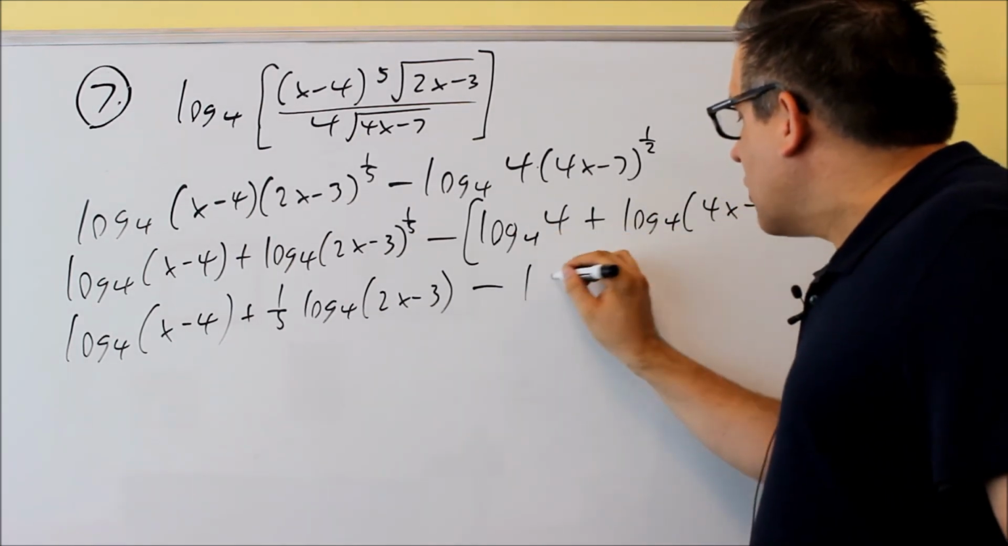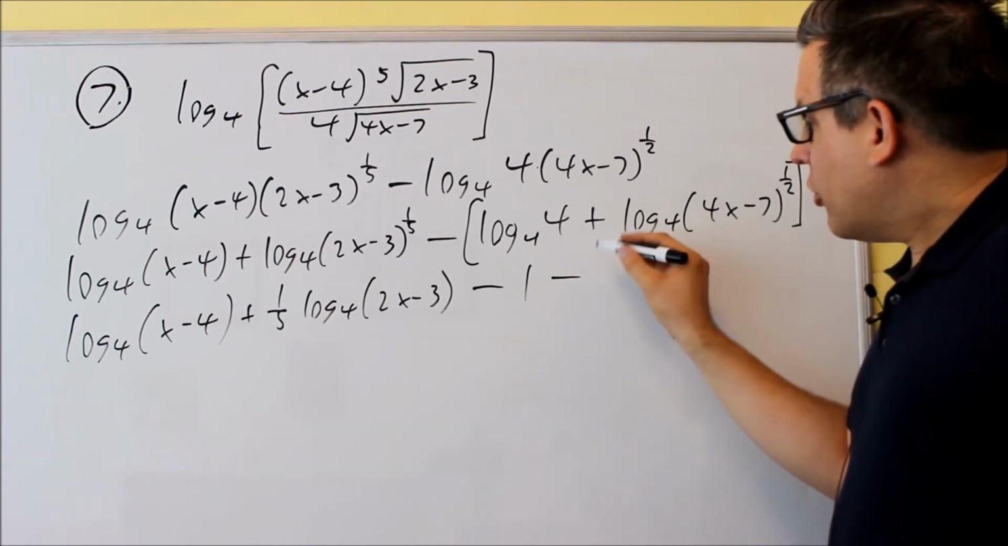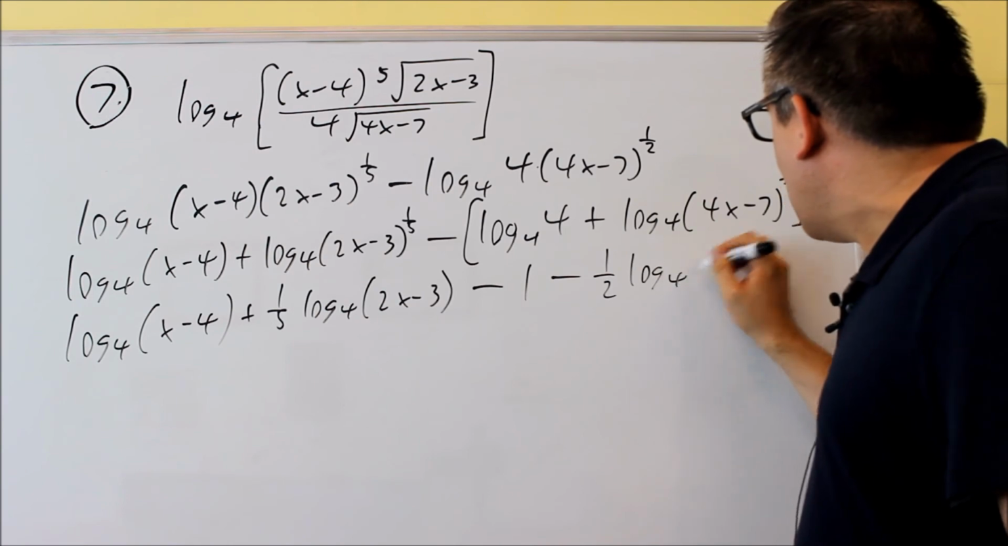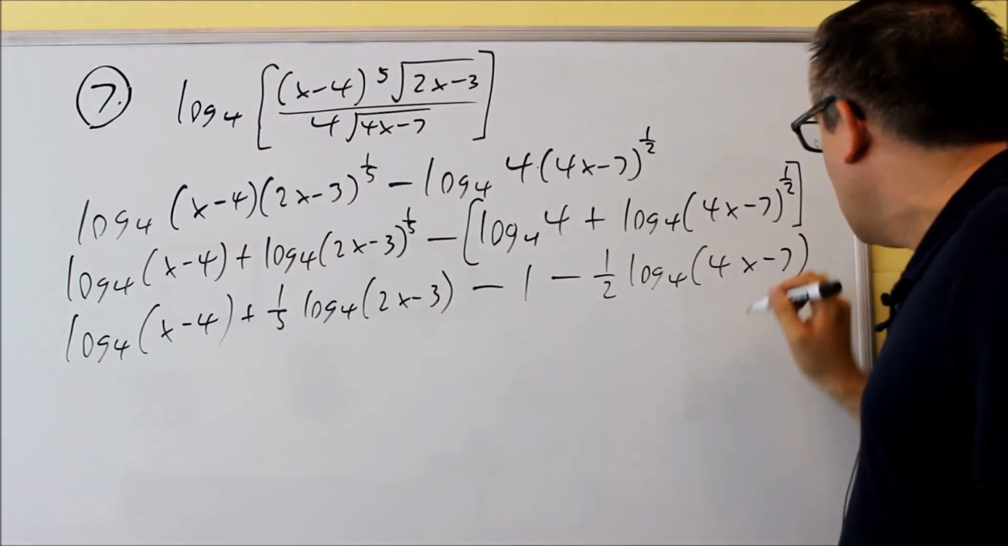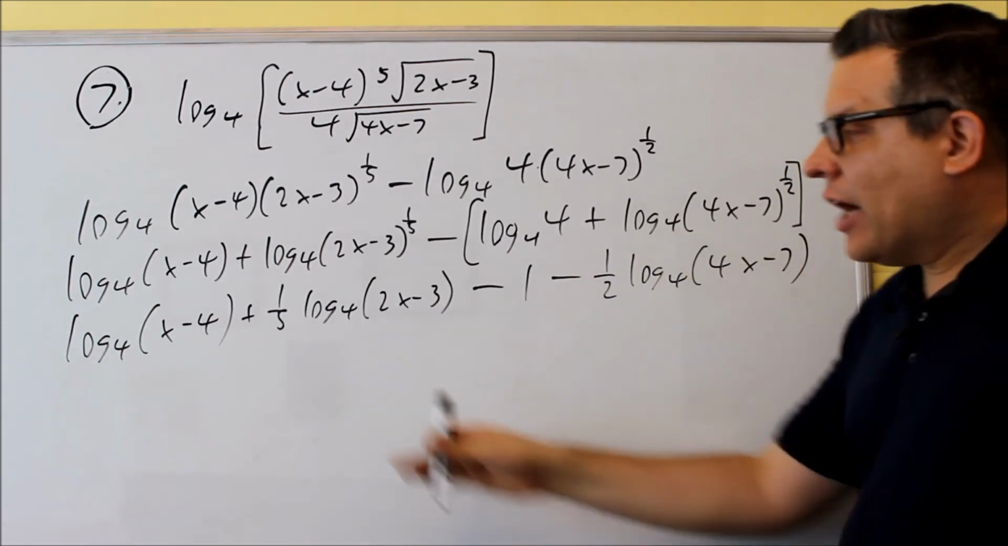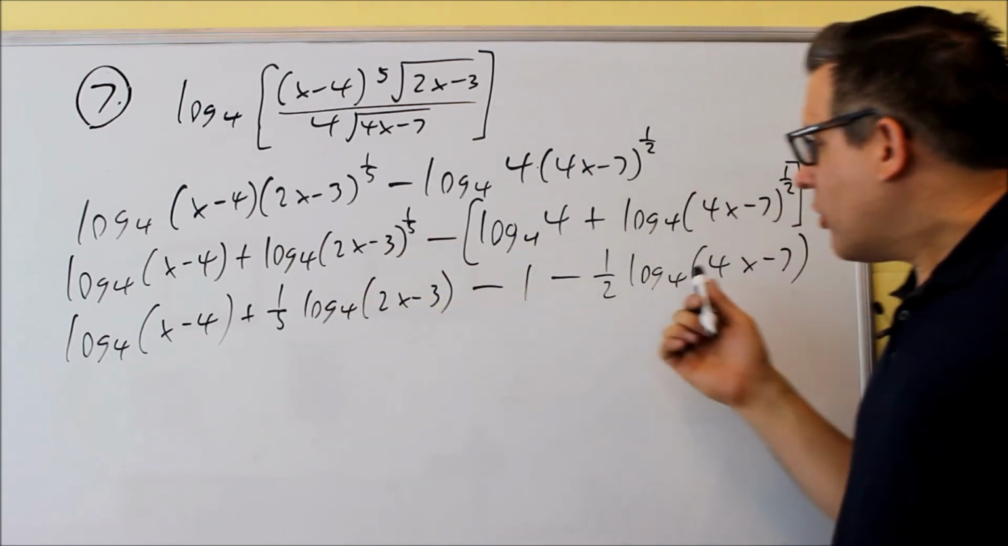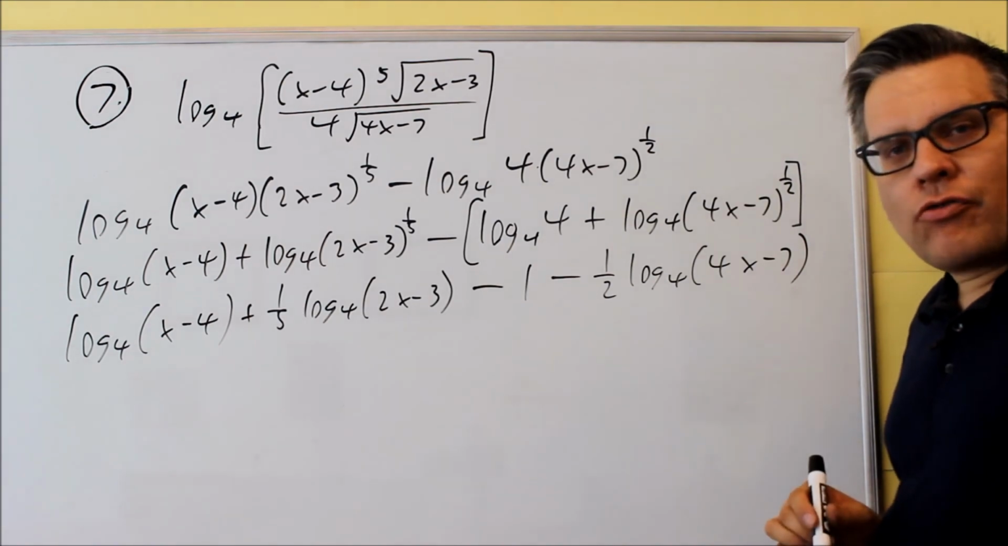Remember the negative applies to this one too, so that's going to be another negative. The 1/2 will come down in front of the log. So I have a 1/2 log 4 of 4x minus 7. And notice there I have no more exponents because all the exponents got taken down in front like that. And so this would be your final expanded answer.